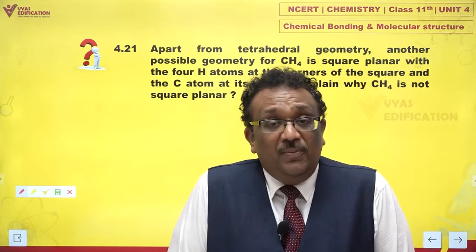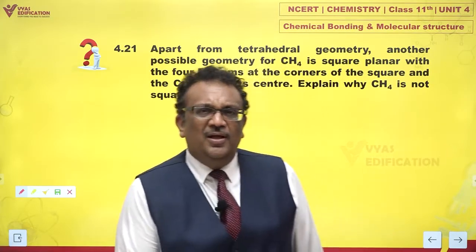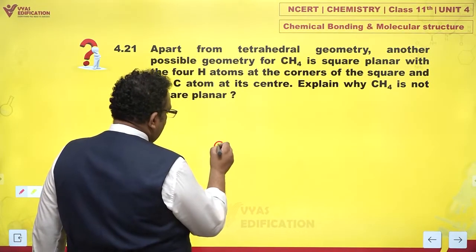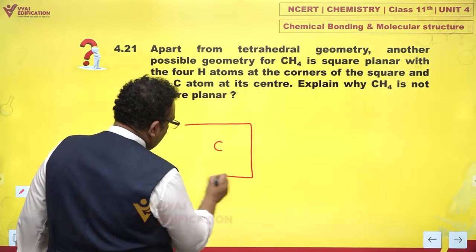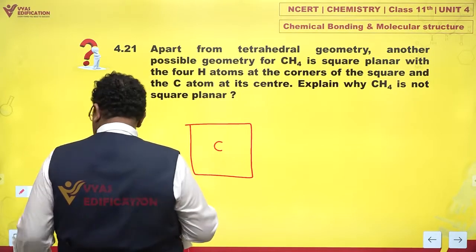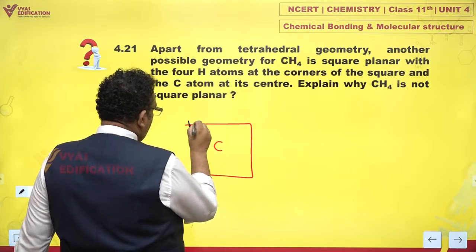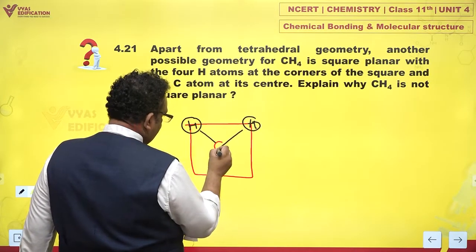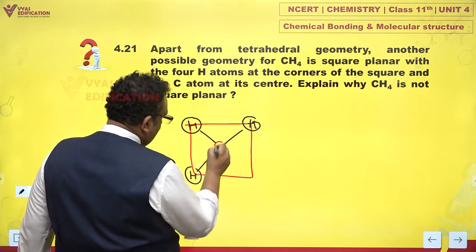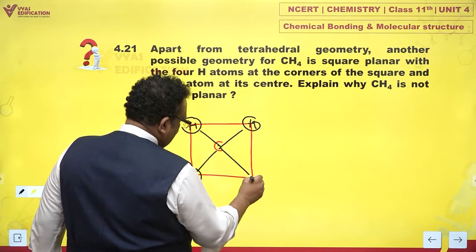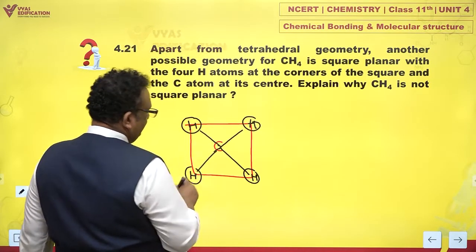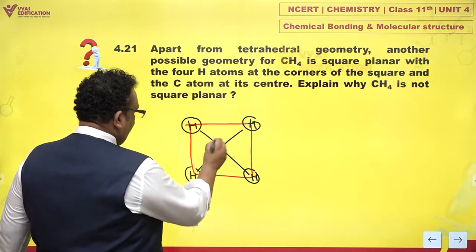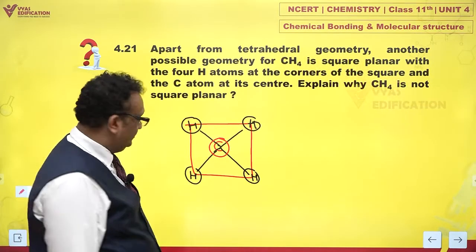Because even square planar is a very symmetric structure. Let me draw for you, just for a moment, a square planar structure. So imagine this. And you have hydrogen, hydrogen, hydrogen, and hydrogen like this, right? And this is, of course, your carbon atom, no doubt.